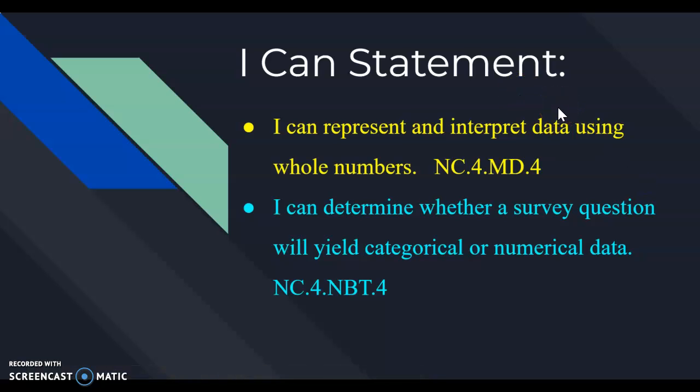Our I can statements for today: I can represent and interpret data using whole numbers. I can determine whether a survey question will yield categorical or numerical data.